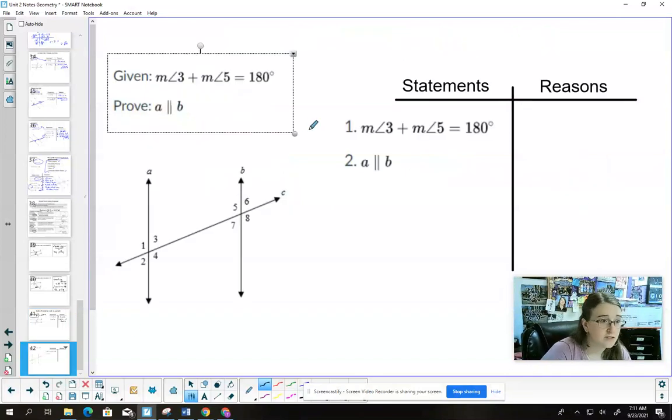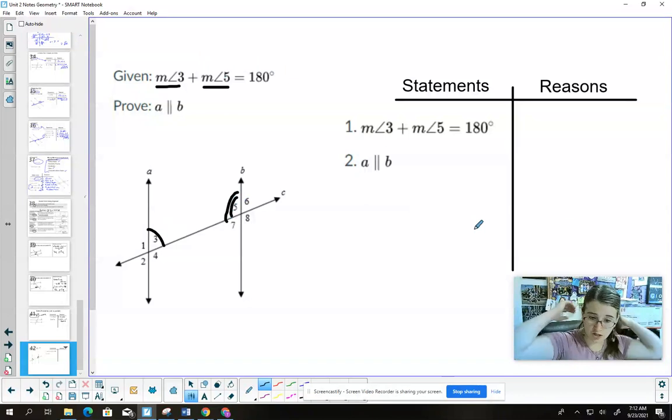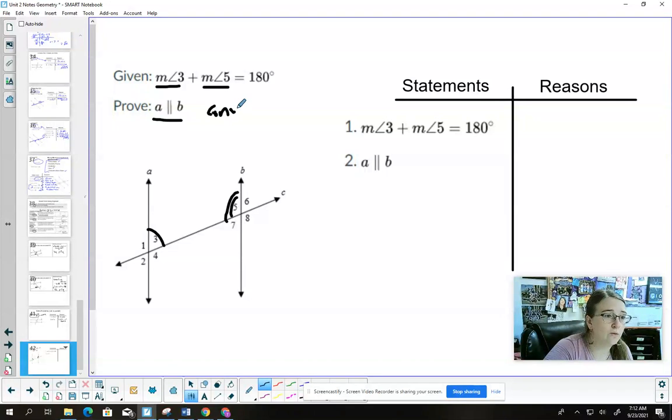So try this one more time. It's going to work very similarly. Again, you want to always look at what angles they have told you here. They say 3 and 5 add to 180. You want to see what's the name of the relationship. And again, because our end goal is to prove lines are parallel, we will use a converse theorem. So fill in your two reasons, see if you can get it. Well, the first reason is always given, super easy.